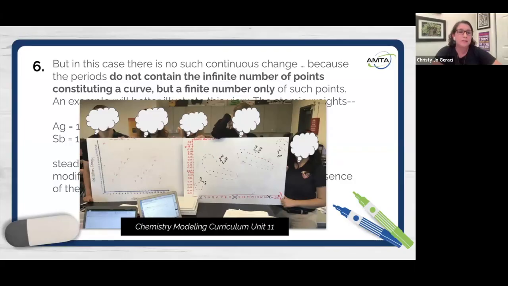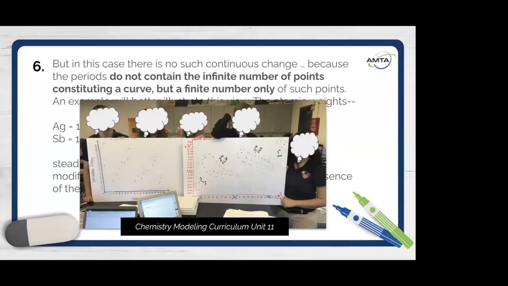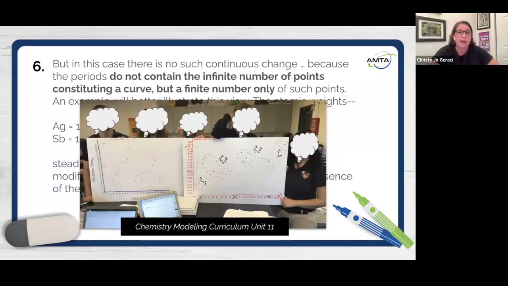And then you just say, what does Mendeleev mean when he says that the periods do not contain the infinite number of points constituting a curve, but a finite number only? You could pause there and ask students, draw what you think he means there. What is the difference between an infinite number of points that constitute a curve and a finite number of only such points? And if you pause then and had them draw some whiteboards, that right there would lead to an interesting discussion, and it would help you see if they understand what he's talking about.